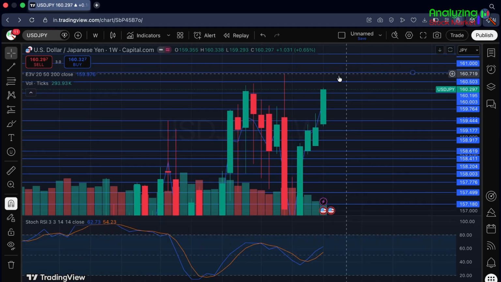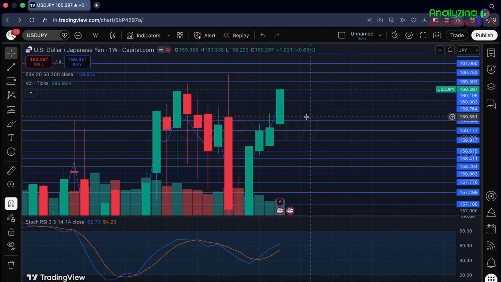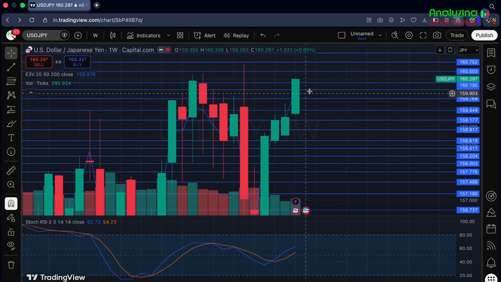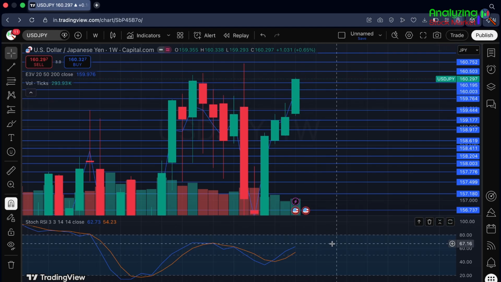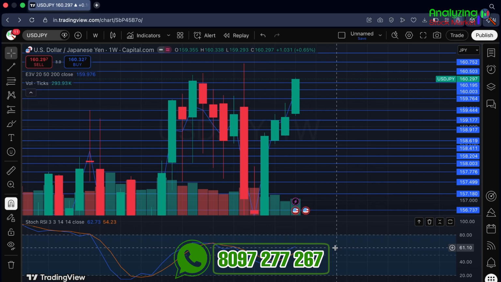So let's open a weekly chart. This is a weekly chart. In this weekly chart, we can see a good bullish candle with a big body and a small lower and a small upper wick. The stochastic RSI is at around 62.54, which is indicating a slight negative move. But remember, as we always say, we should not only look at RSI or other indicators, we should also look at other factors which move the pair, like any news or important events, and then make a decision according to that data.